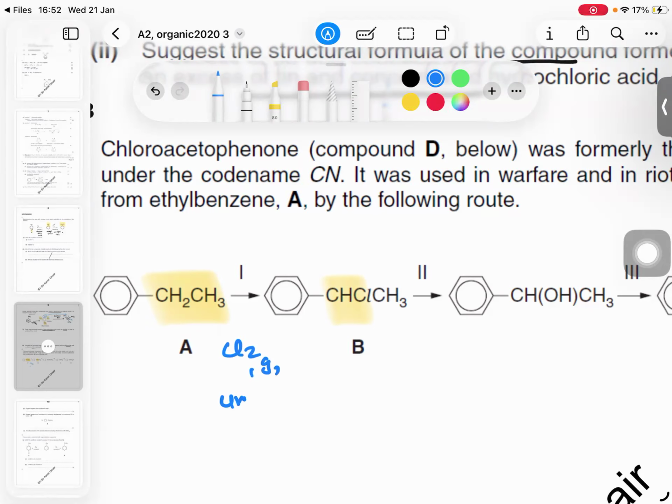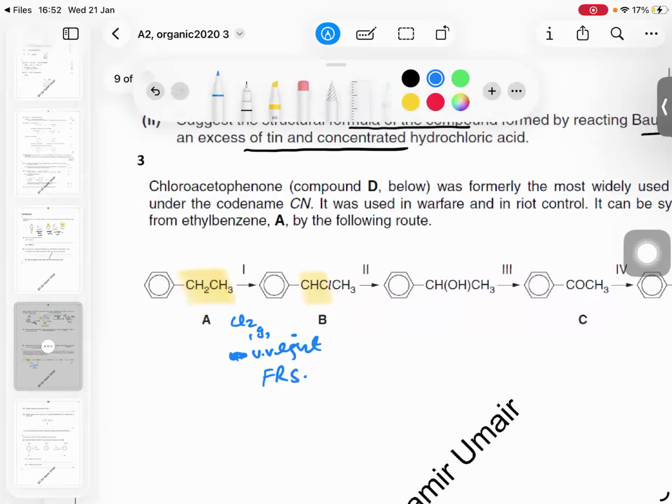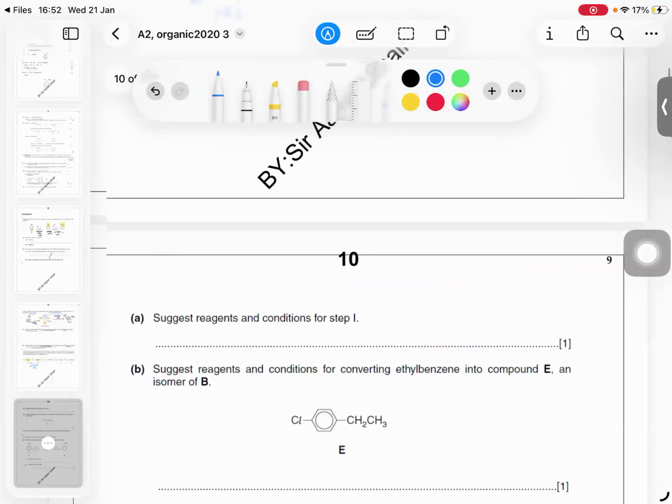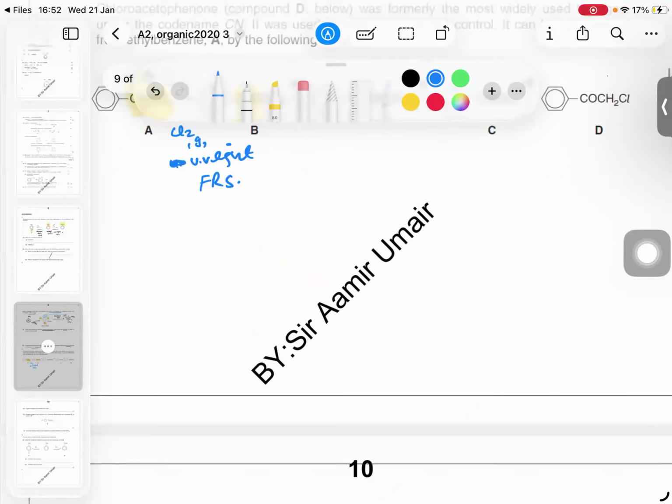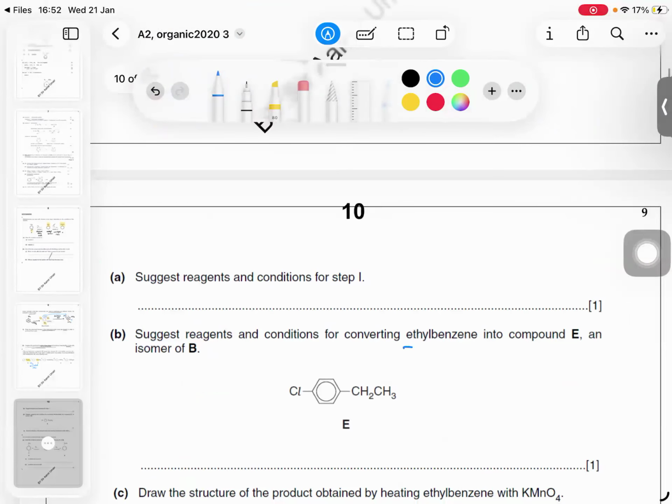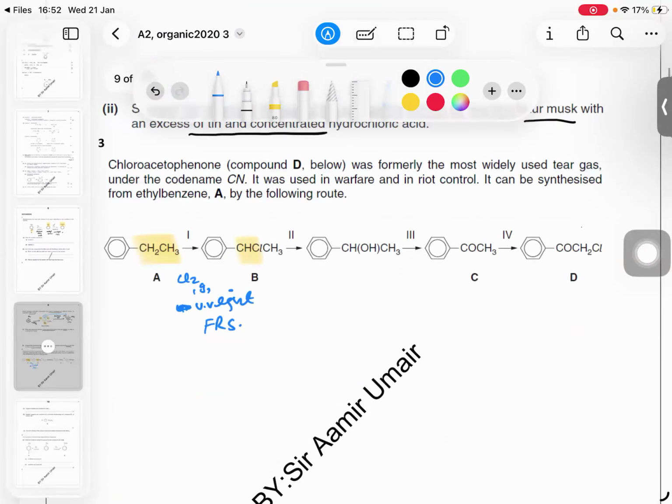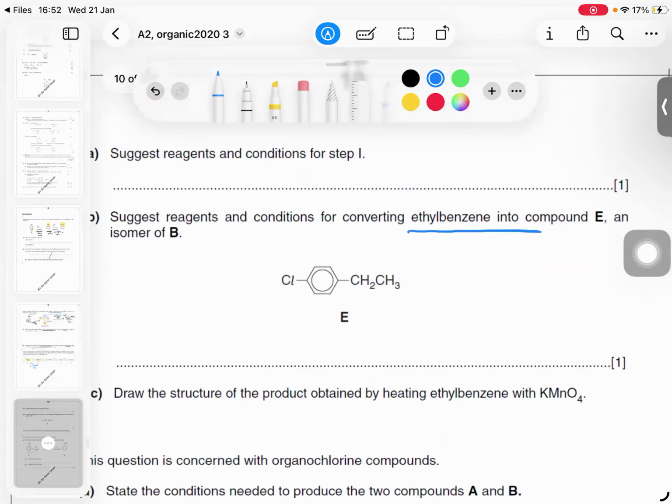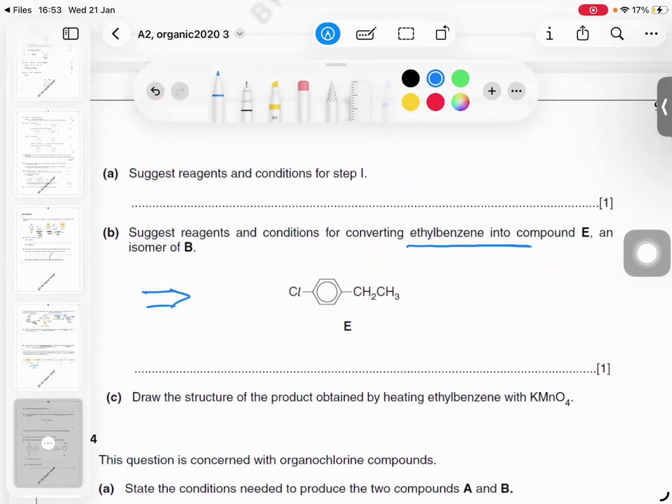With UV light. Yes, with the ultraviolet light. Okay. And this is free radical substitution. Okay. Next. Suggest the reagent and condition for converting ethyl benzene into compound E. So ethyl benzene into compound E. So here is E. So if I have an ethyl benzene, now let me draw it here. Here is the ethyl benzene.